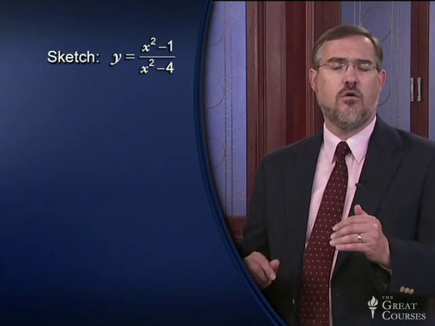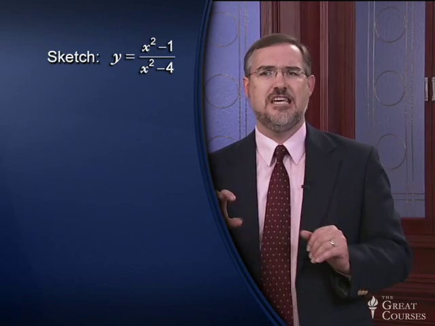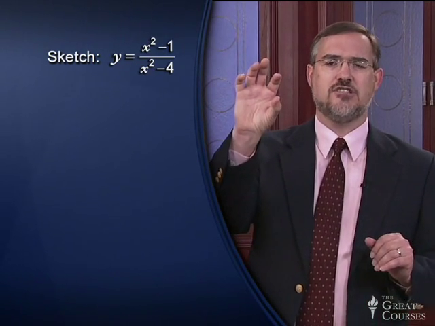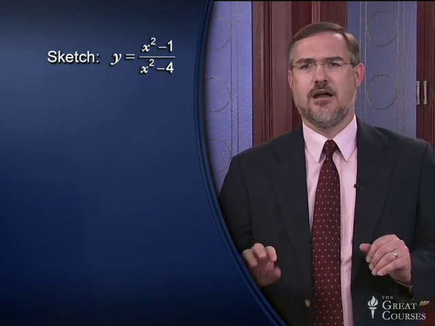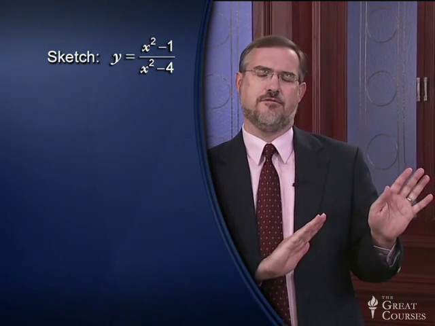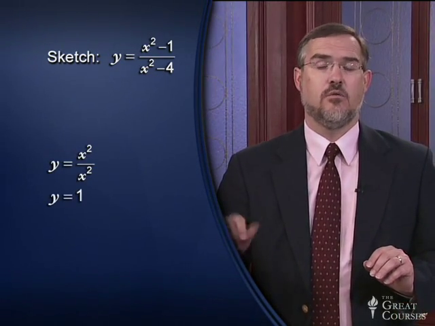Okay, now let's look at the horizontal asymptote. And now here, remember what you have to do is keep the highest power term on top, or what I call the dominant term on top, and the dominant term on the bottom, and sort of throw away the other terms for a few moments. And in that case, it's just x squared over x squared, which is 1.